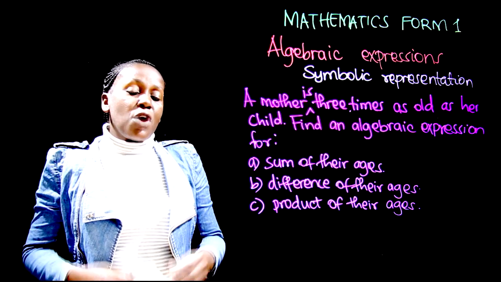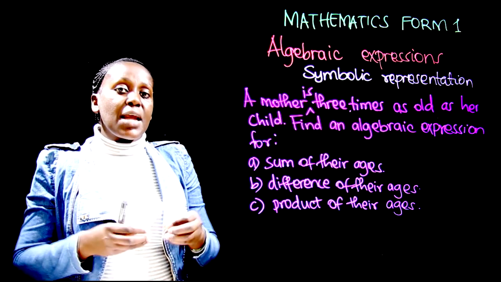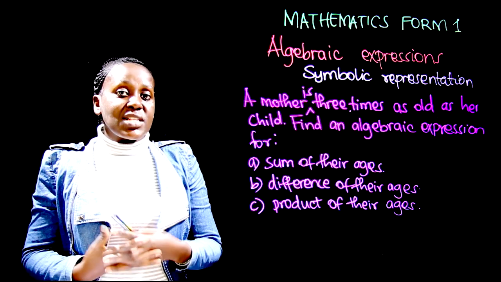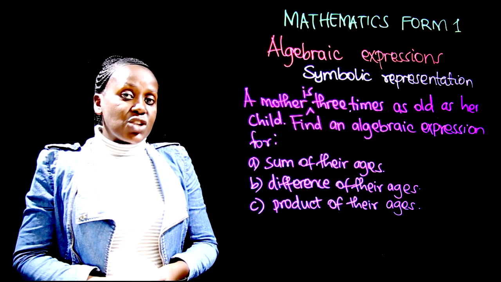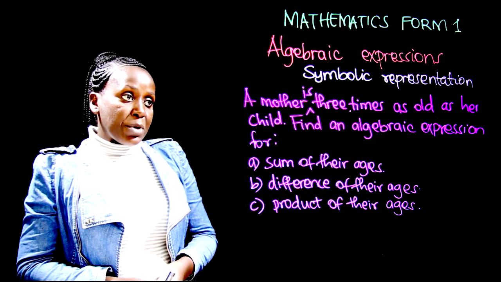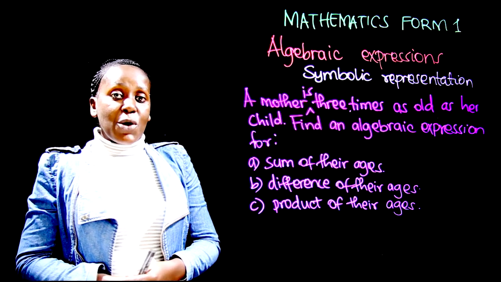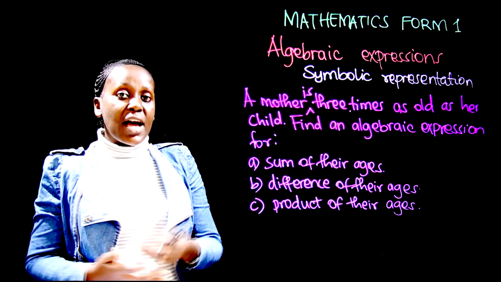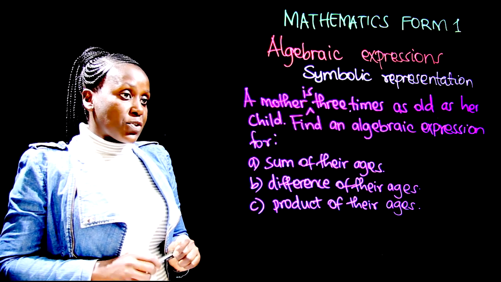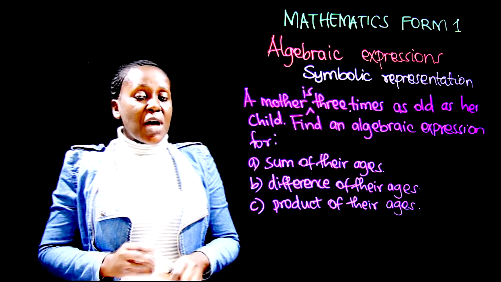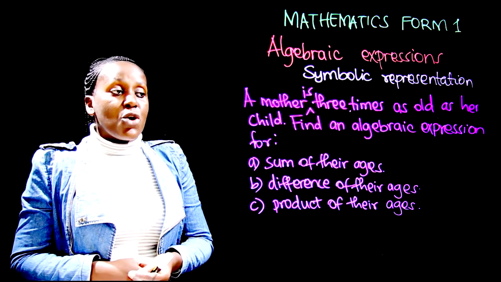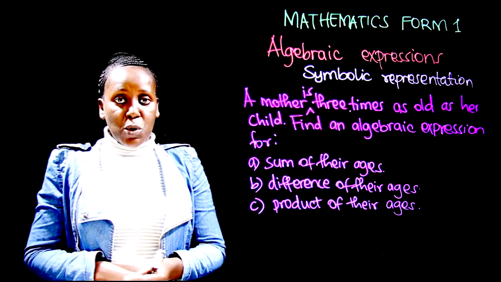Now, the numbers and letters can also be combined using operators such as addition, subtraction, multiplication, and division. However, later in the topic, we are going to be looking at how to add, subtract, multiply, and divide algebraic expressions. Now, for us to understand how to use letters to represent numbers, we are going to do an example.